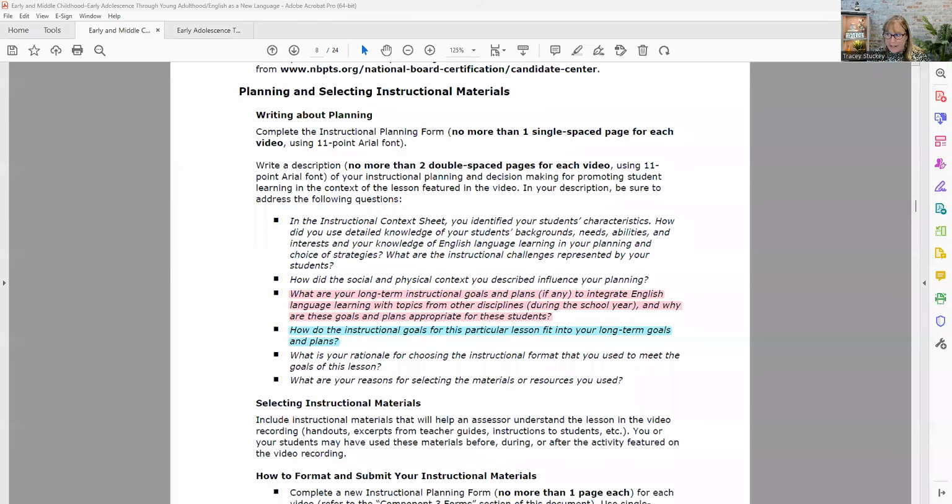Hi there. We are in component 3, looking at writing about planning. Now, I like to say to candidates, this is the part that is done before you video. So when you're writing in this, I want you to think about this from the lens of, oh, I thought about this before I designed my lesson.